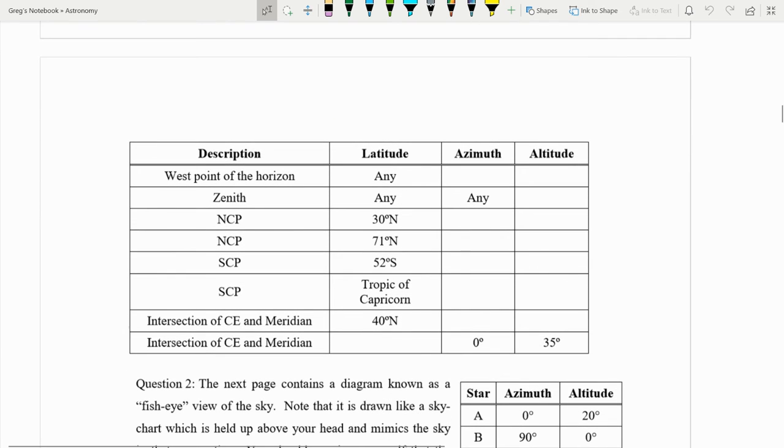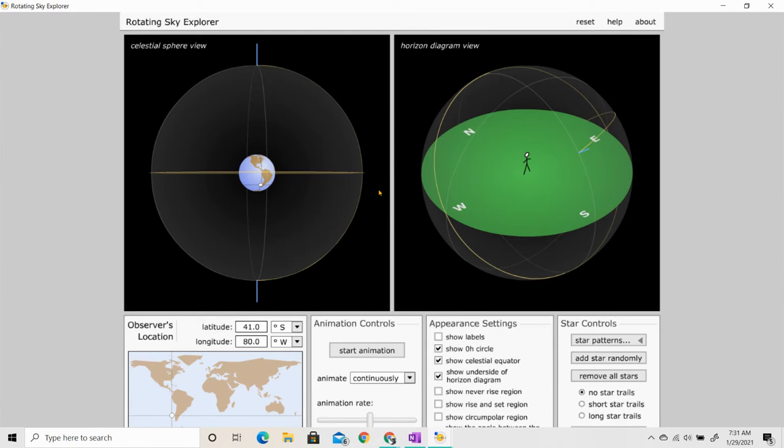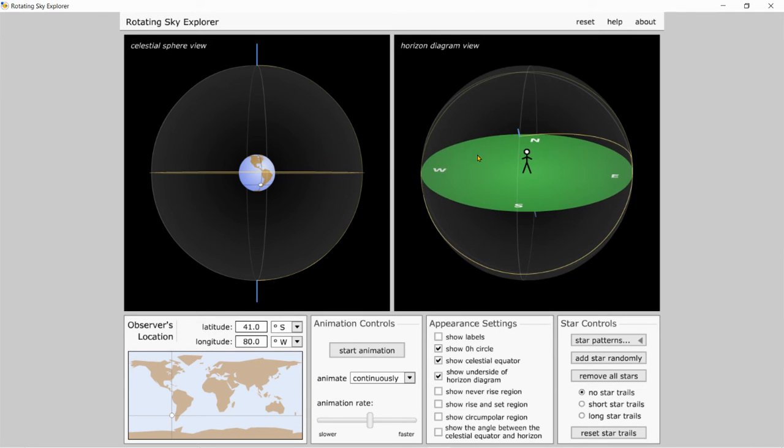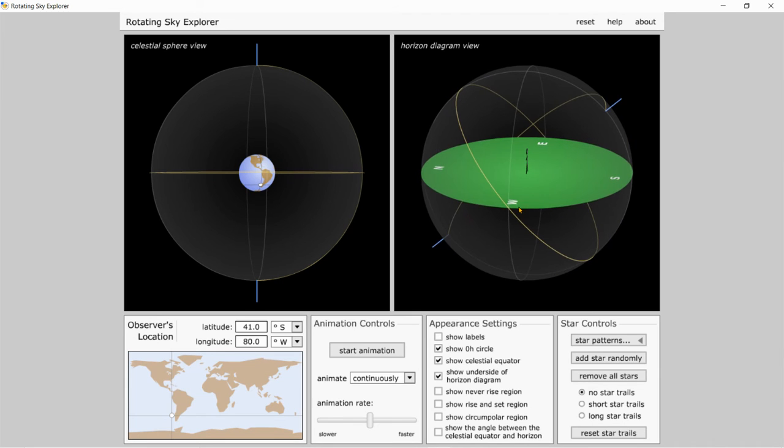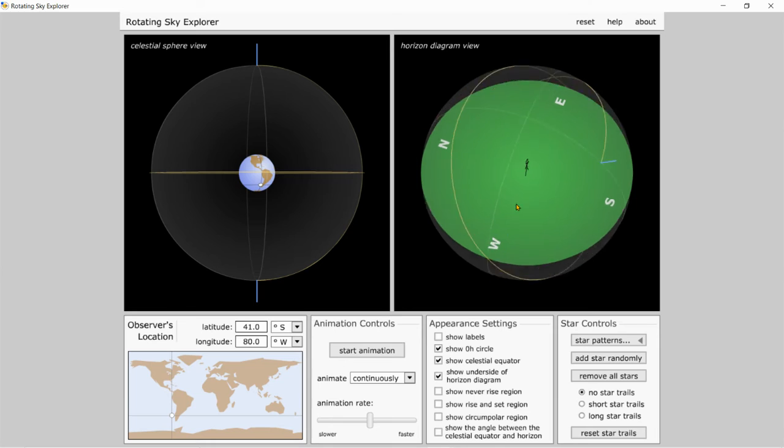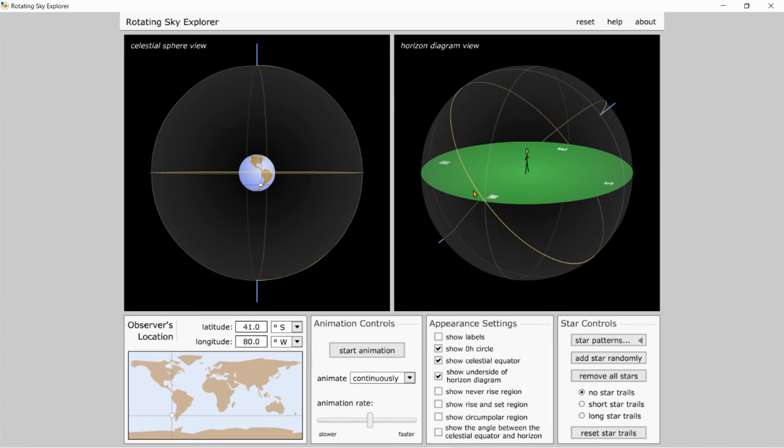All right, so let's take a look. The west point of the horizon, latitude is any. What would the azimuth be? Well, let's take a look here. Here's the west point of the sky, or the west point right here. Our zenith, of course, is up here. It says it doesn't matter what our latitude is, so we're just going to leave that there.